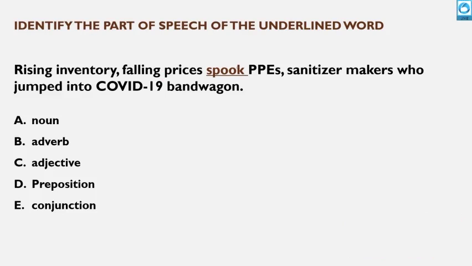As a noun, if we use this word, it means a ghost. But here, this word is used as a verb. So the correct answer choice will be, okay, we do not have that option. So just write verb here. Okay. So why a verb?